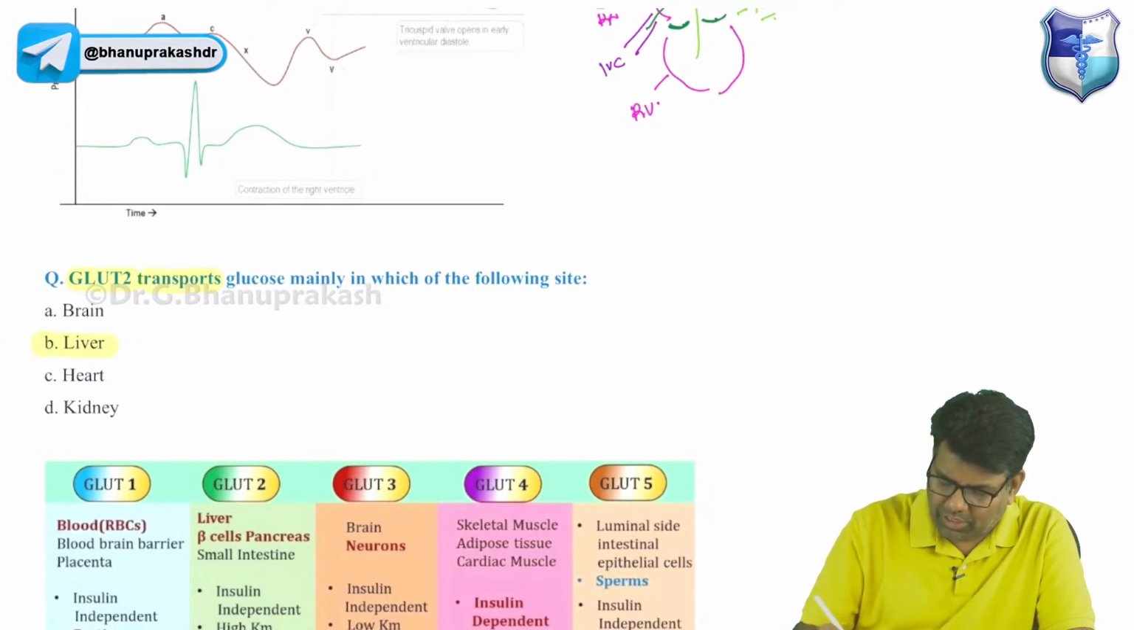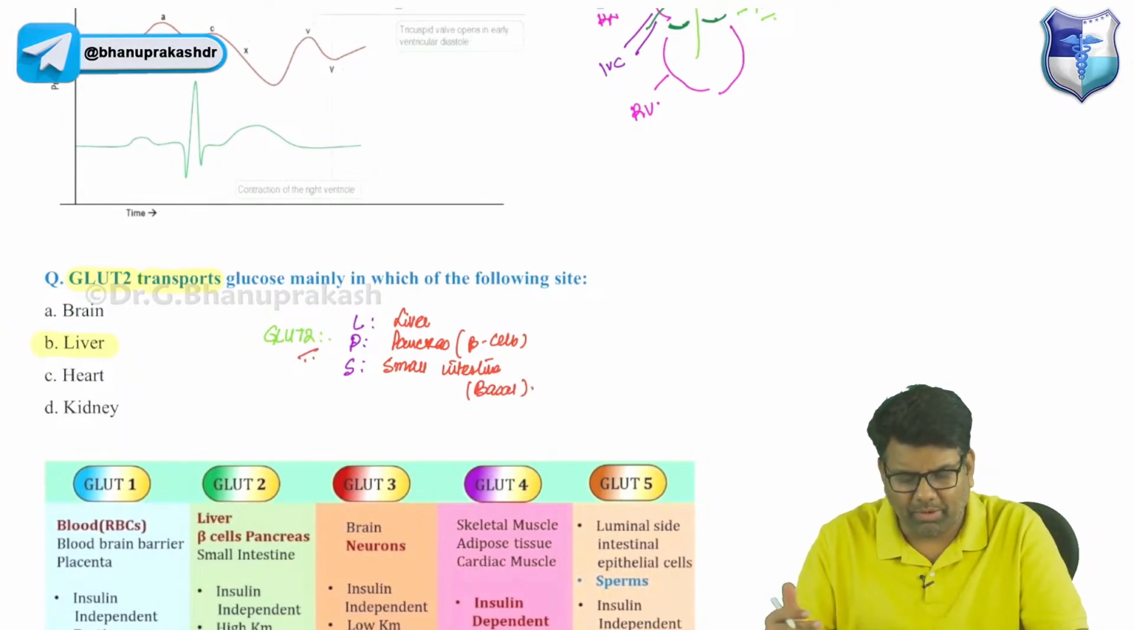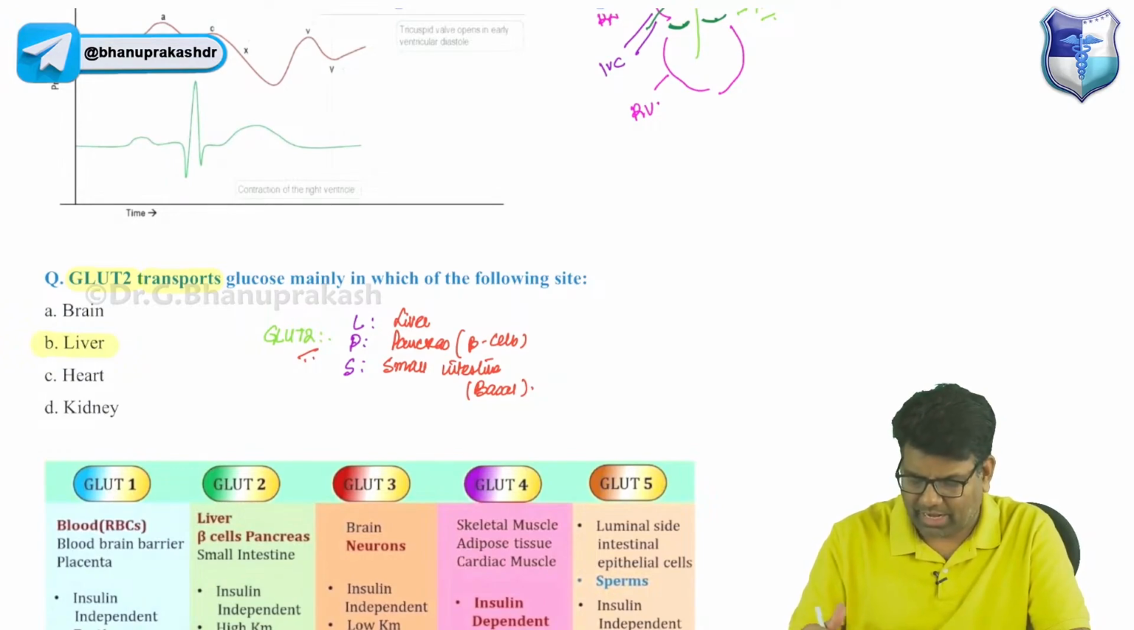So for the GLUT2 transporter, you can remember the mnemonic LPS, and write LPS here. So L is for liver, P is for pancreas, initially beta cells, and S is for small intestine. Again, this is the basal part. Clear? So for GLUT2, you can remember these three things at least, LPS.